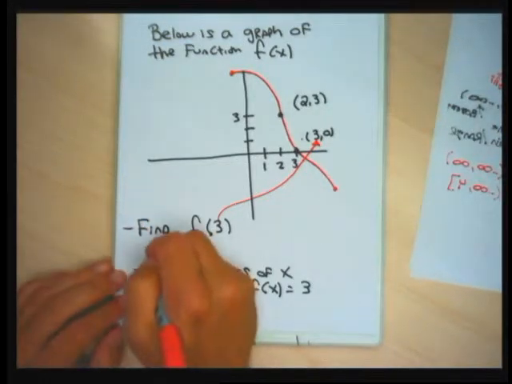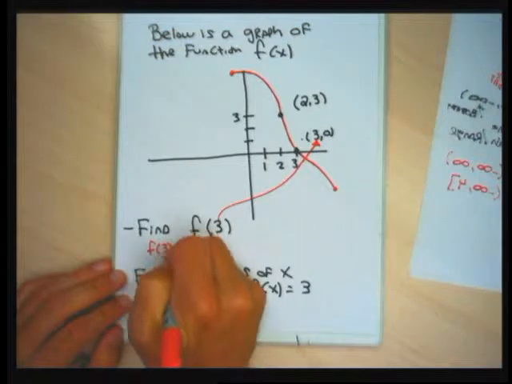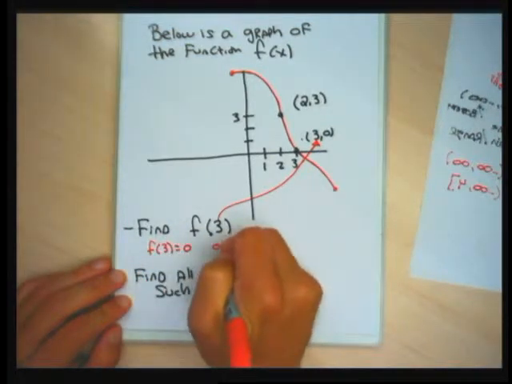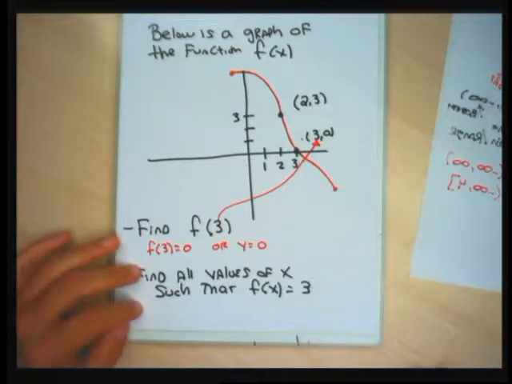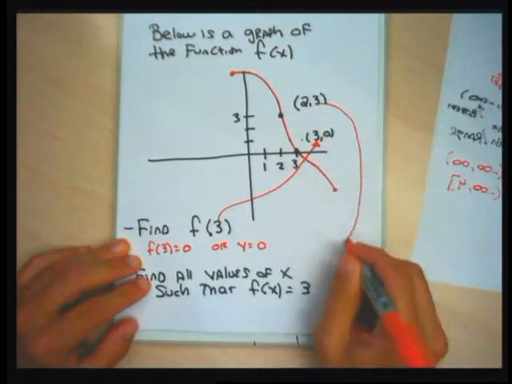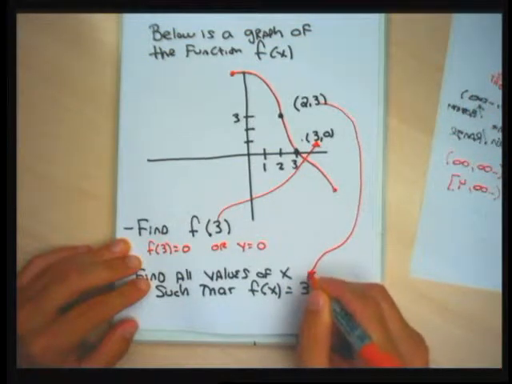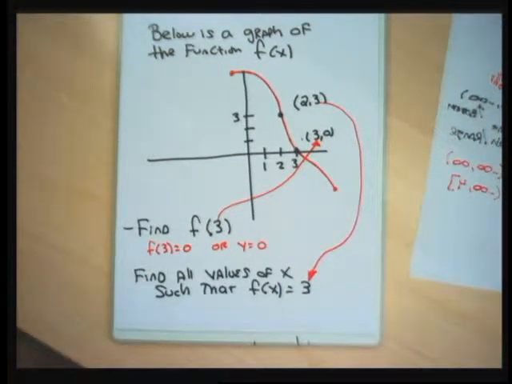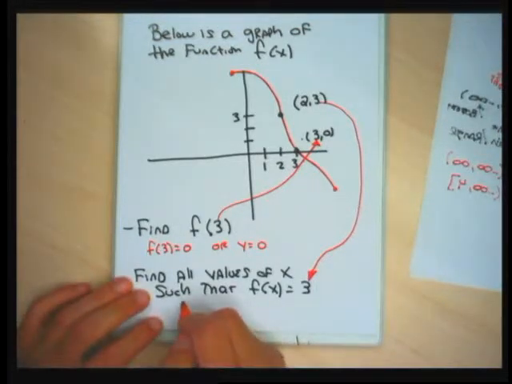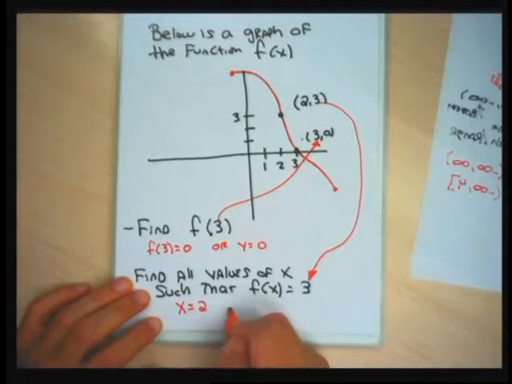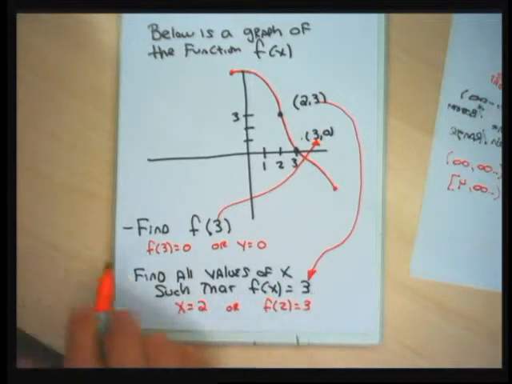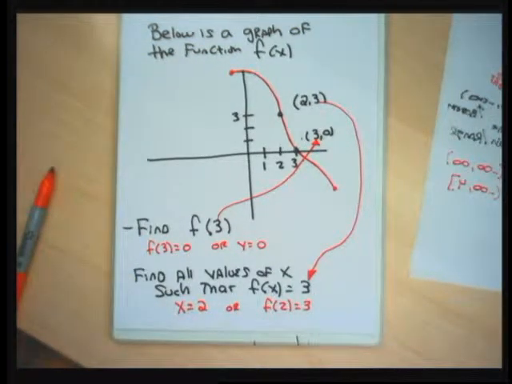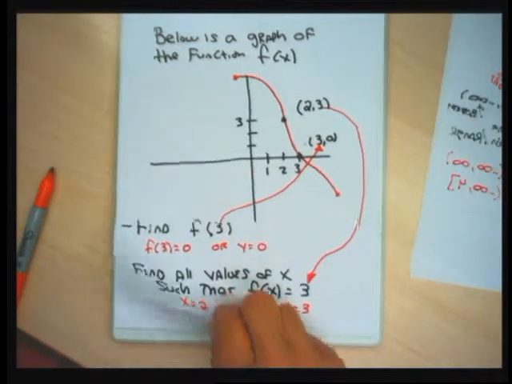And for an answer, I can write f of 3 equals 0, or if you want to, you can write y equal to 0. The second problem on this page, because the number that's given is to the right of an equal sign, that number stands for a y, and it's asking me to find an x. For an answer to this one, I could say x equal to 2, or I can say f of 2 equals 3.